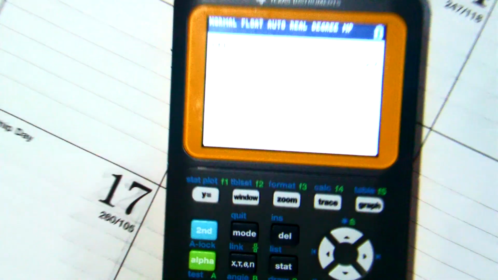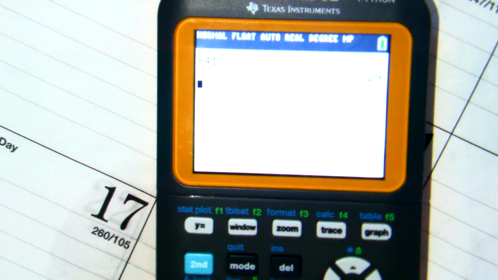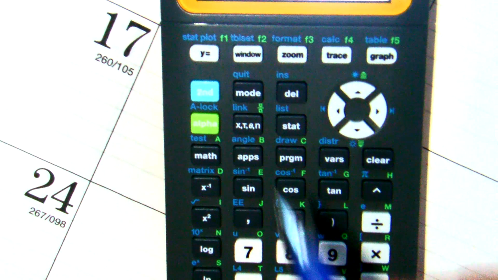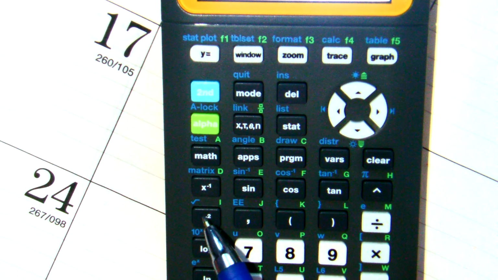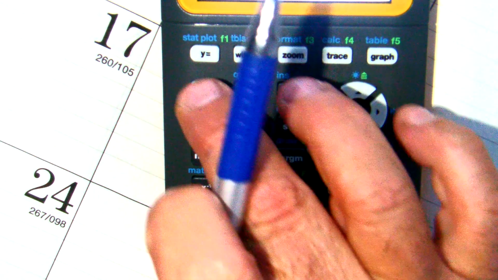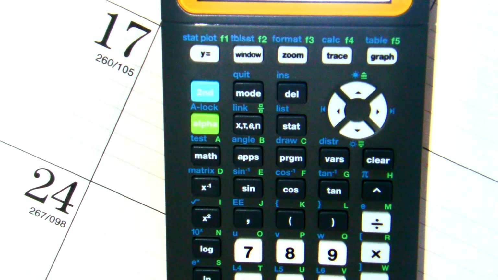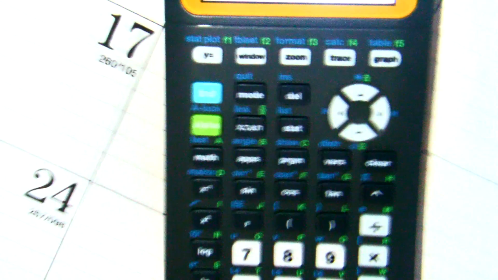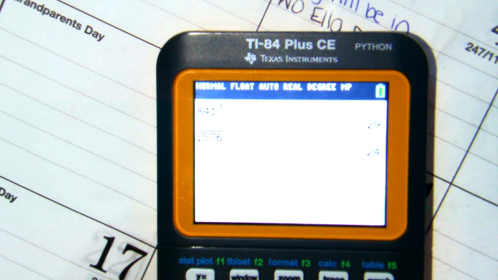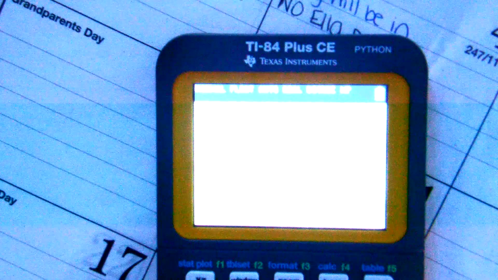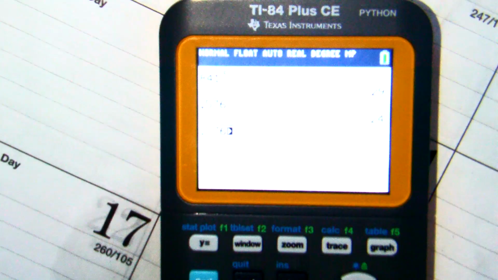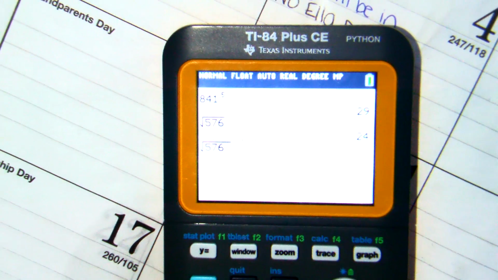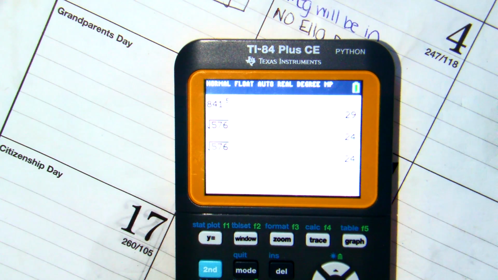I can do it two ways. Number one, I can hit second and the x squared button. Alright, notice in blue it has the square root. So if I do second square root, and I put in the number, 576, it'll shoot out my answer. So you hit second and then the squared button, and then you enter the 576. And it'll give me the 24.